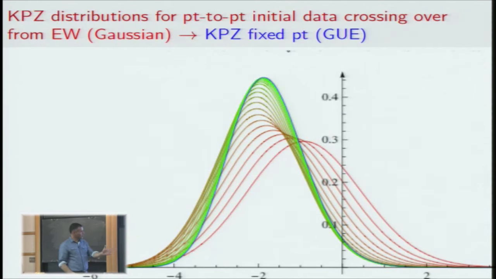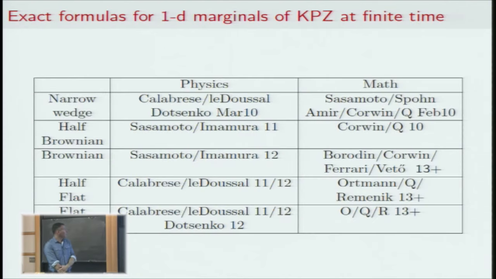And here's just a picture of those exact distributions as you scale from the Edwards-Wilkinson, which is this Gaussian, to the blue one, which is the Tracy-Widom GUE distribution. I'm not going to show you the formula. The formula is essentially meaningless except that it exists. And it gives you this nice family of distributions crossing over between these two classes. Okay, but remember, this is just for the step initial data.